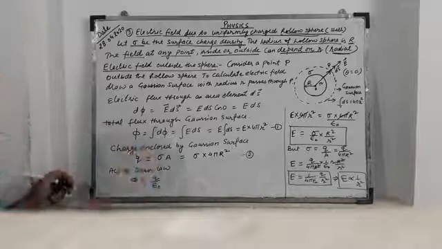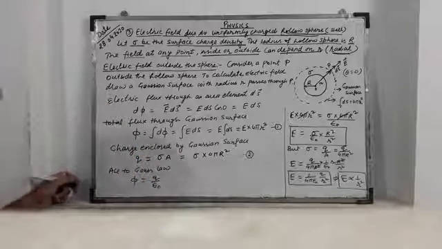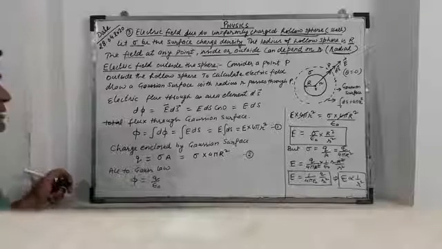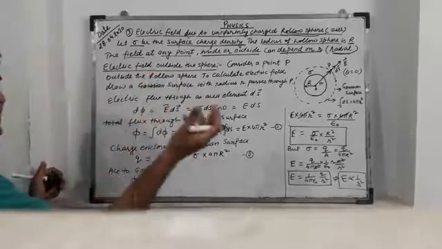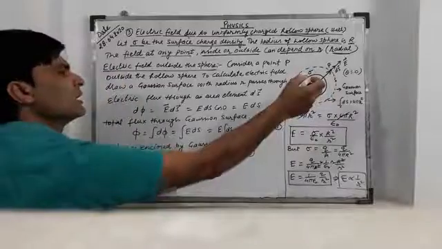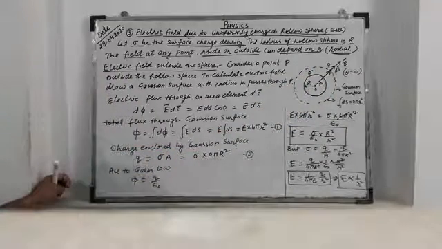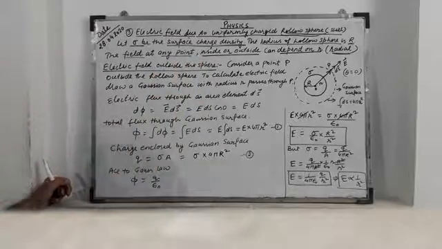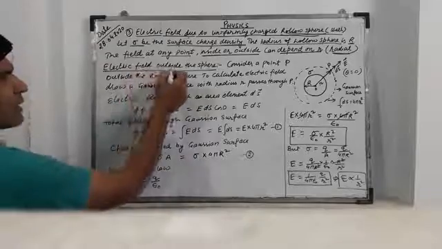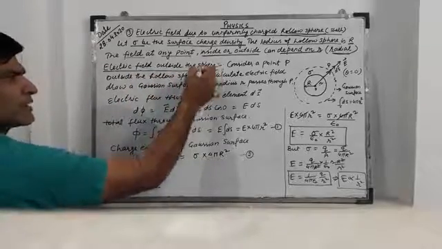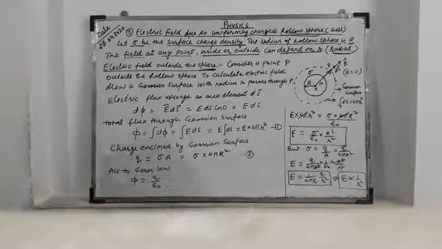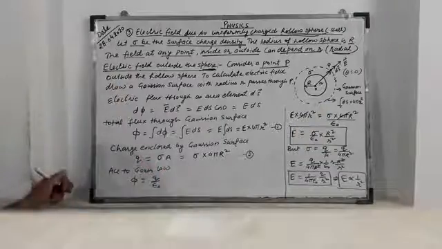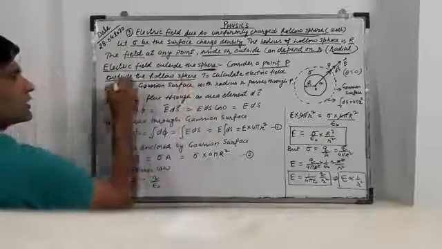Now in case of a hollow sphere there are three cases. One is outside, second on the surface, and third is inside the hollow sphere. First we take outside the sphere. So, electric field outside the sphere. For this, consider a point P outside the hollow sphere.